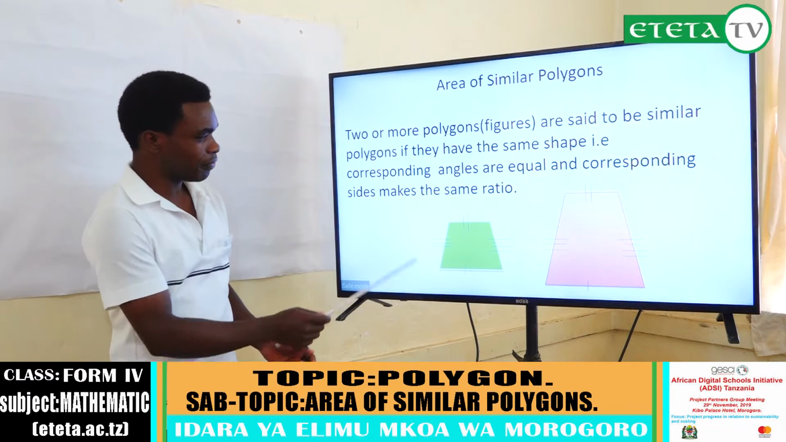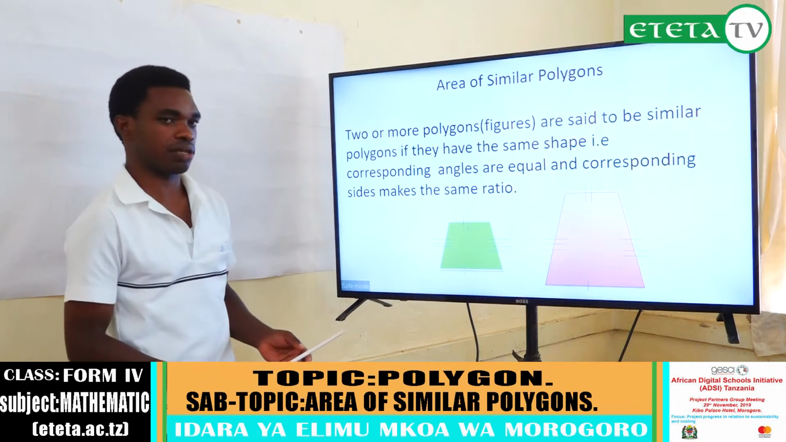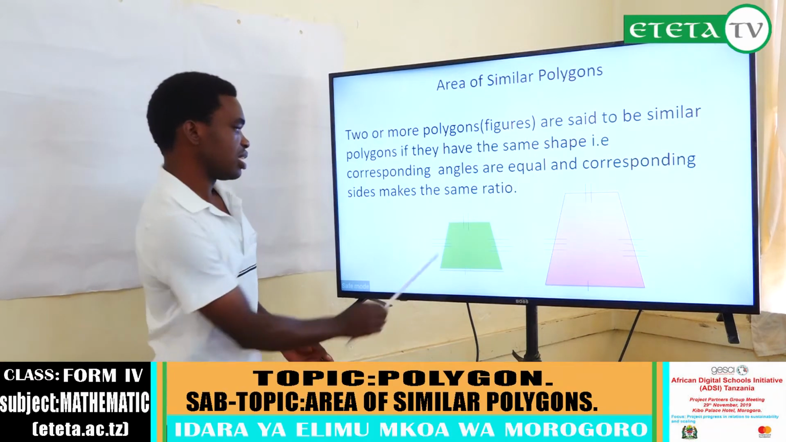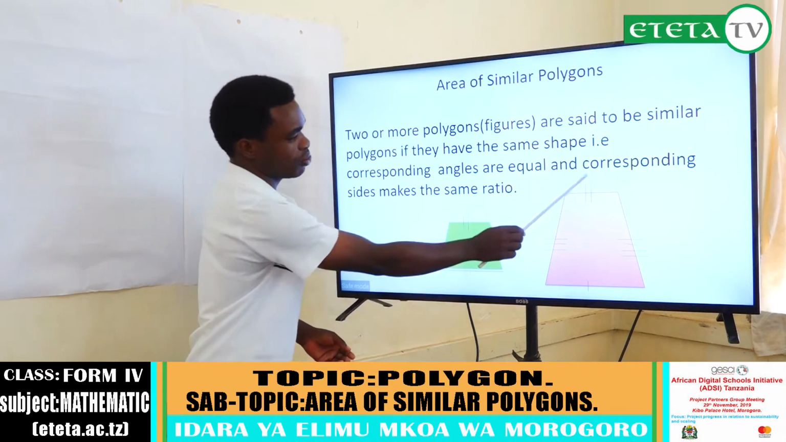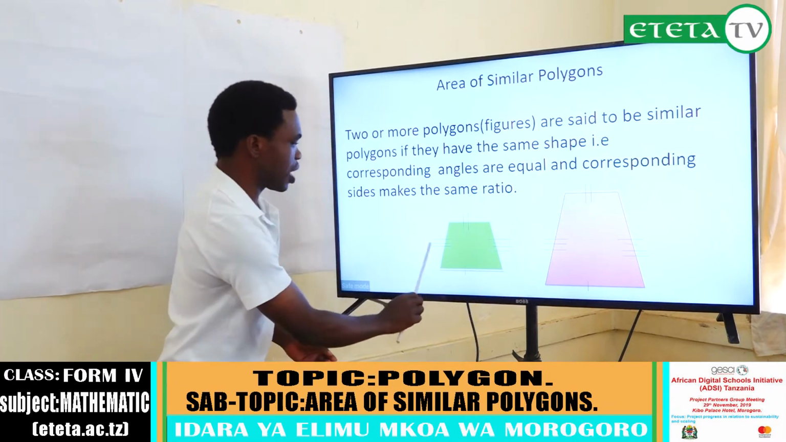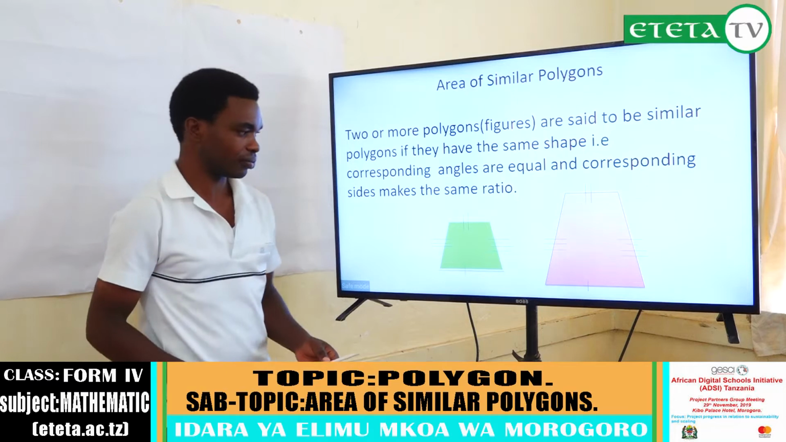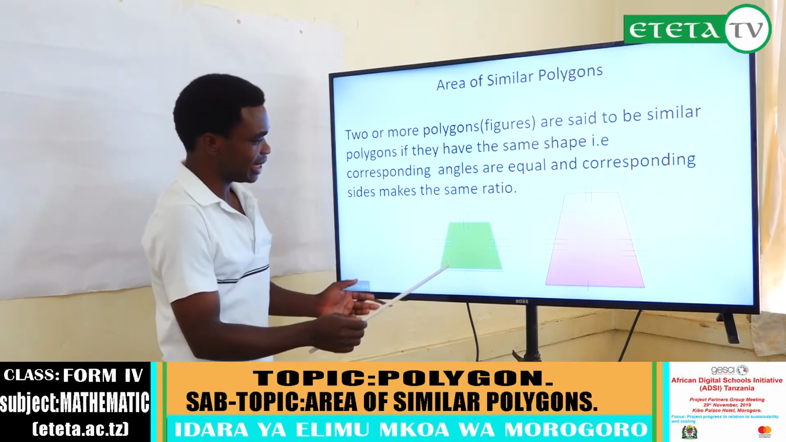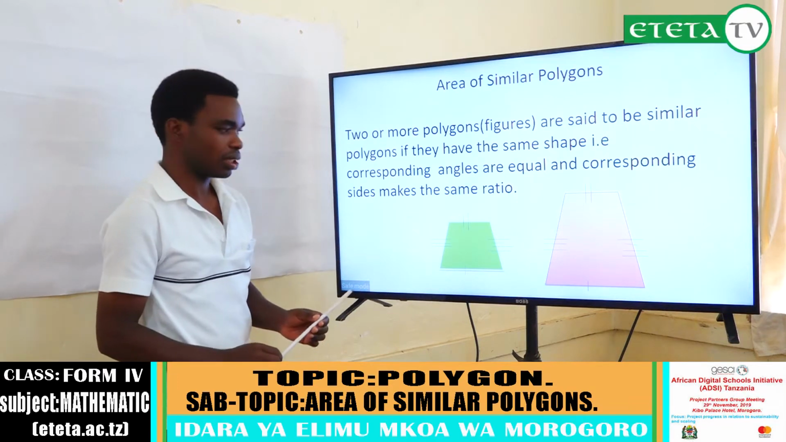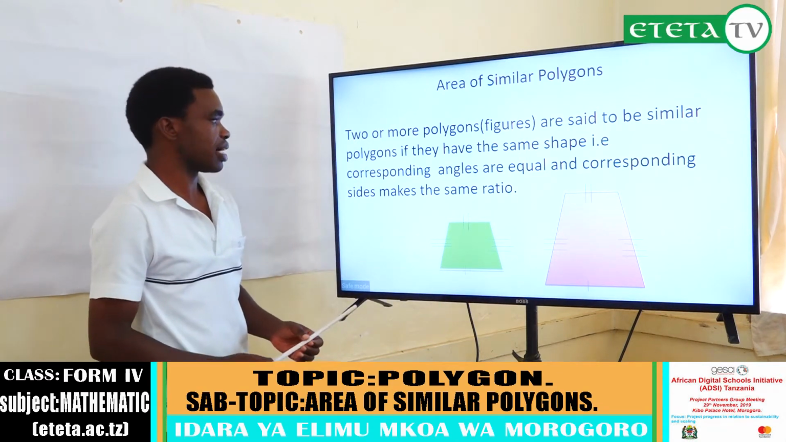Here we have two figures, this one and this one. Observing these figures, both are trapezium. This side corresponds to this one. Again, this one corresponds to this one. This side corresponds to this side, while this side corresponds to this side. In this way, you can observe that they are similar. They have the same shape. Therefore, these two trapezium are called similar polygons.